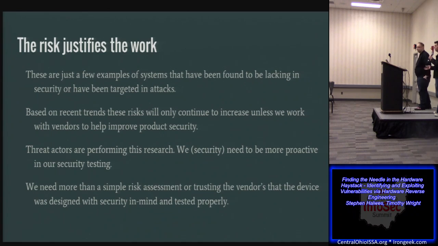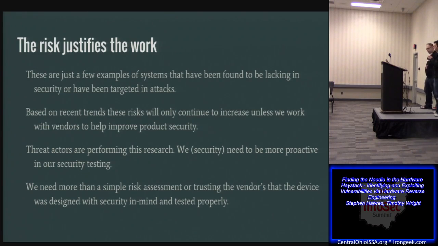So we believe that the risk in this area justifies the work. We've seen some examples, and there are many, many more examples that we haven't even touched on. The recent trend is these are getting more and more common, and they're getting worse and worse. The bad guys are doing this research. We need to be spending time, money, and energy doing this research as well to protect ourselves, because otherwise we're just throwing possibly malicious devices onto our own network.